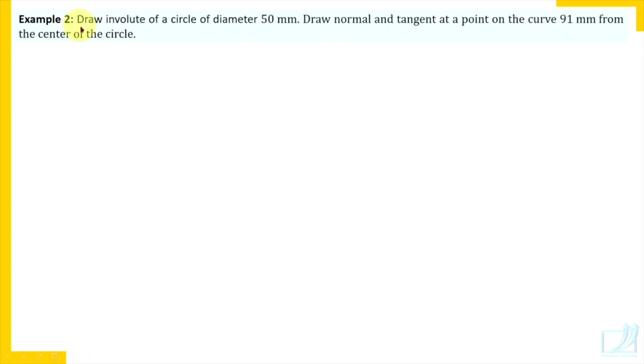Okay, read this problem. Draw involute of a circle of diameter 50 mm. Draw normal and tangent at a point on the curve 91 mm from the center of the circle. But again, if you remember in the last problem, the length of the wire was given as 100 mm. In this case, the length of the wire is not given. So what length are we going to use? Of course, the convenient length is pi d. So we are going to consider a wire of length pi d. So remember, in case of an involute, when the length of the wire is not mentioned, you consider it pi d. Okay, let's proceed.